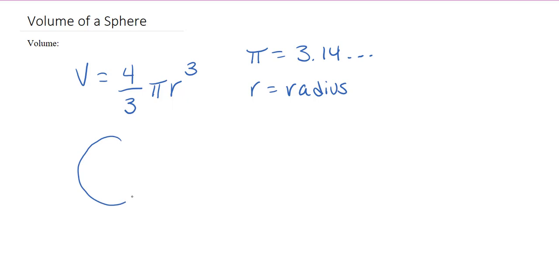Now, if you have a sphere, this is supposed to show that this is in 3D, but it's pretty horrible. But in the center, we have the center, and anywhere from the center to the outer rim of the sphere is our radius. So let's look at some examples.